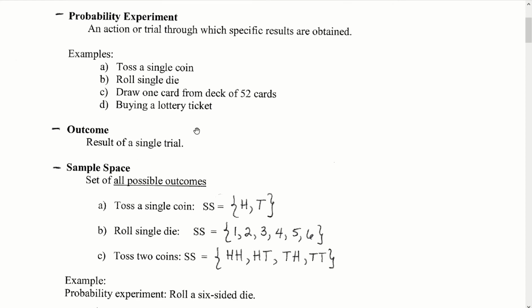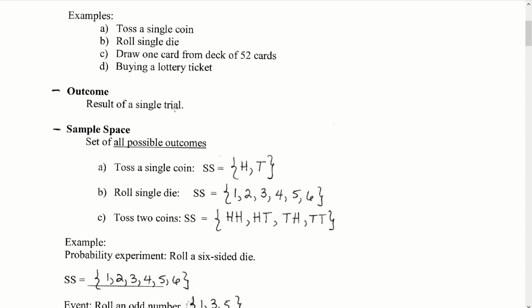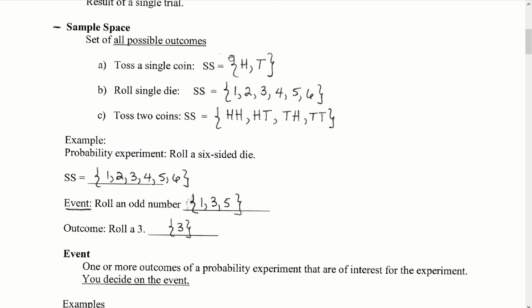We say that an outcome is the result of a single trial. So for example, when we toss a coin, we could get the outcome of getting a head. If we roll a die, we could get the outcome of rolling a 3. And if we pick a card from the deck of cards, we could get the outcome, which could be like the 7 of diamonds.